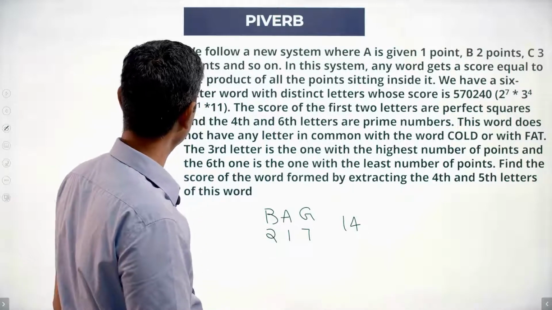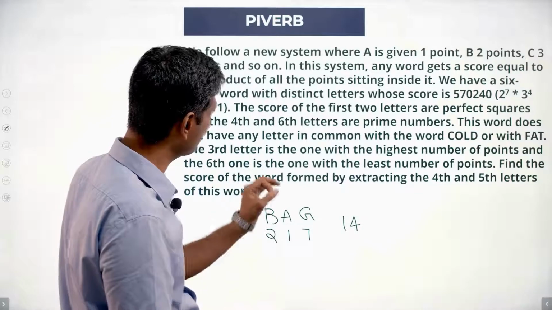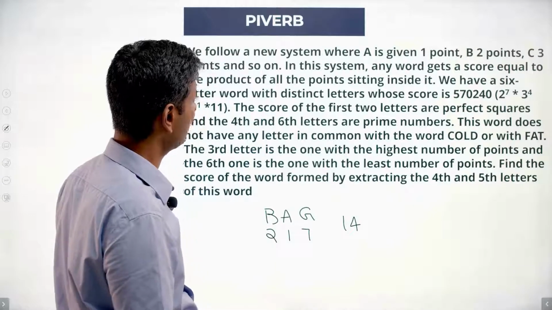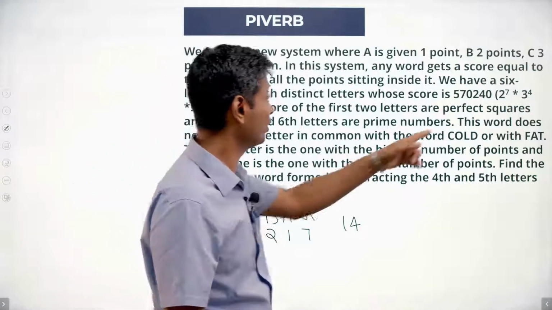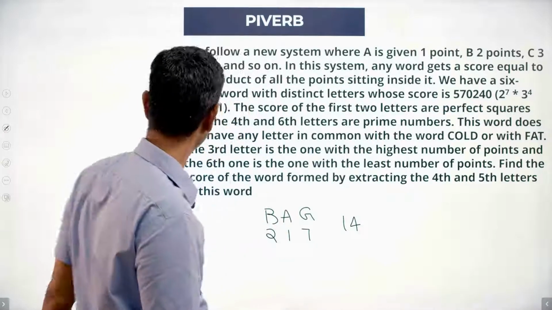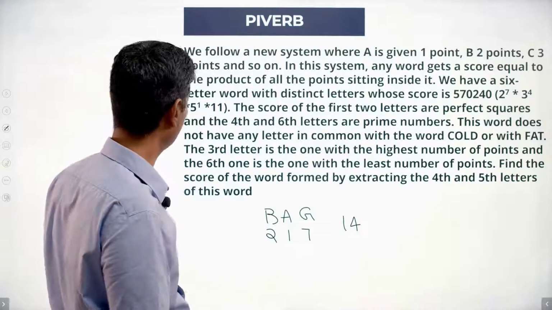2 into 1 into 7. We have a 6-letter word with distinct letters whose score is 570240. Thankfully, they've broken that down. 2 power 7 into 3 power 4 into 5 into 11.